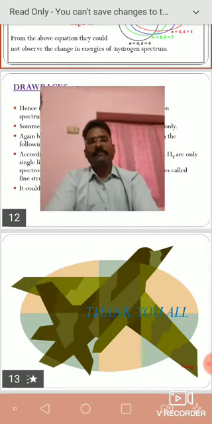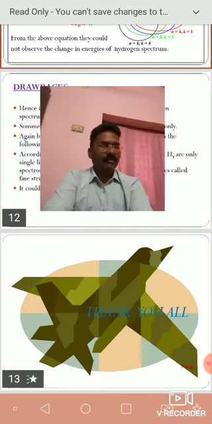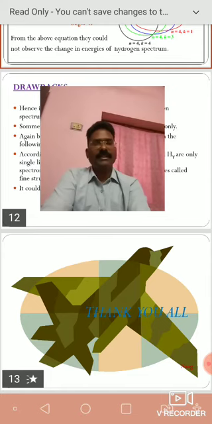So, it is briefly explained about Bohr's theory, the drawbacks of Bohr's theory and the drawbacks of Sommerfeld's elliptical orbit theory.